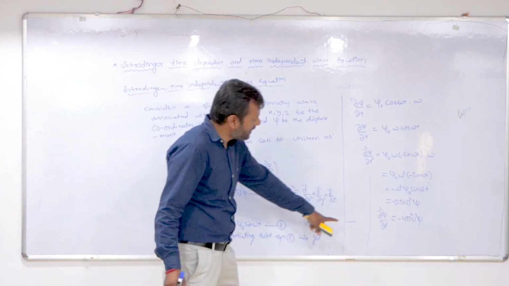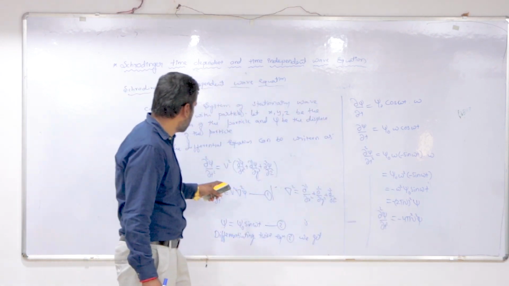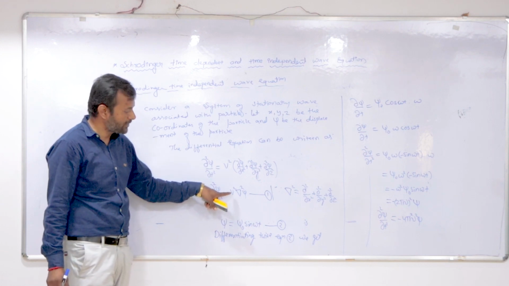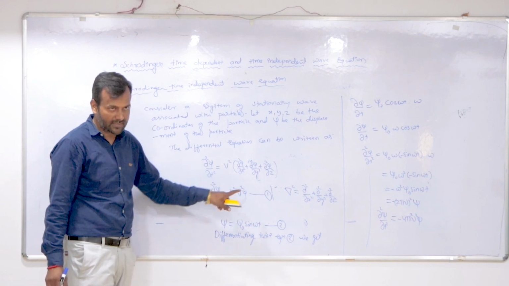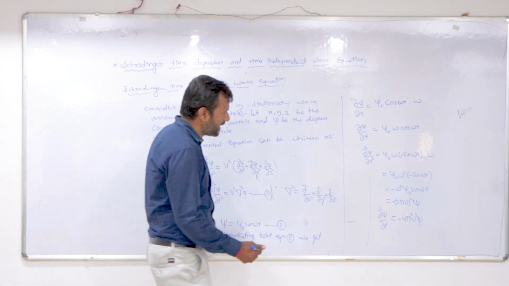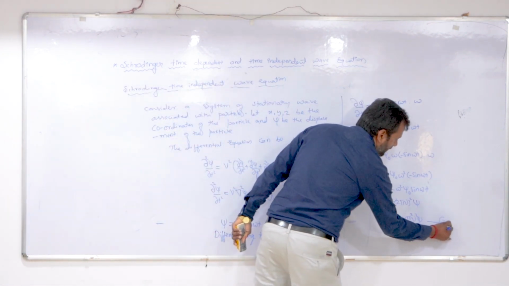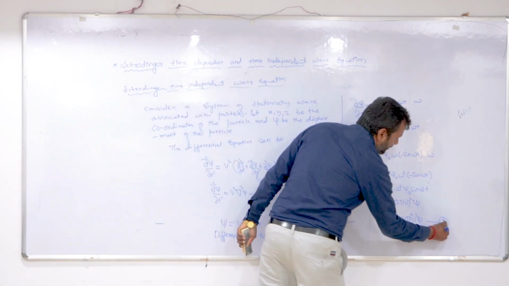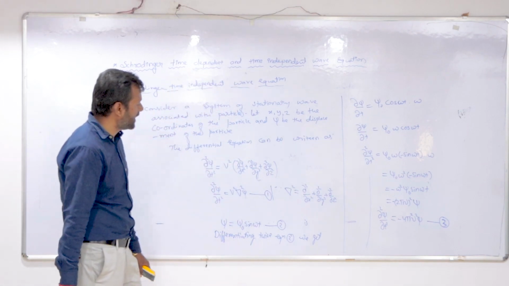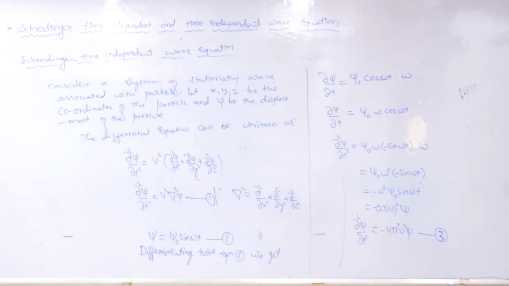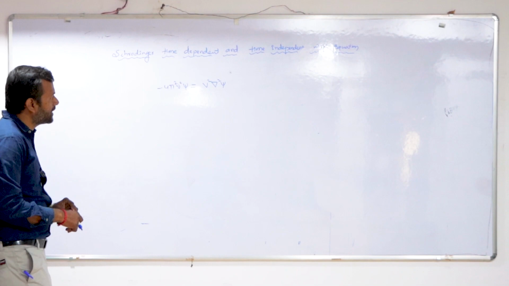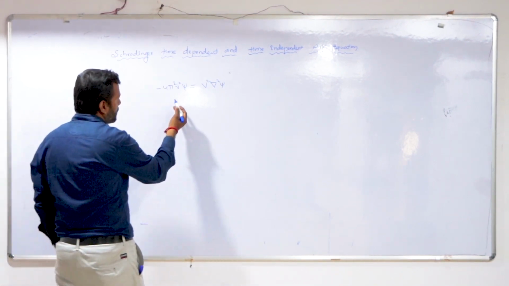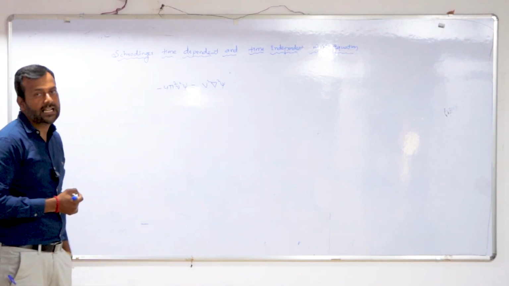Now we will substitute this dou square psi by dou t square value in equation 1. Here we have dou square psi by dou t square, it's also v square del square psi. That equation will be equation number 3. Substituting equation number 3 in equation number 1, that is minus 4 pi square nu square psi equals v square del square psi.